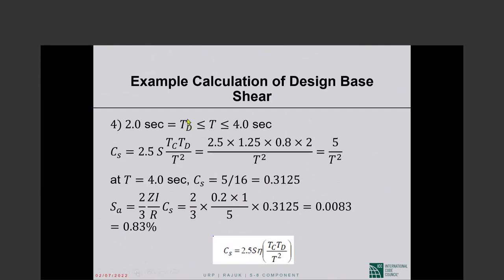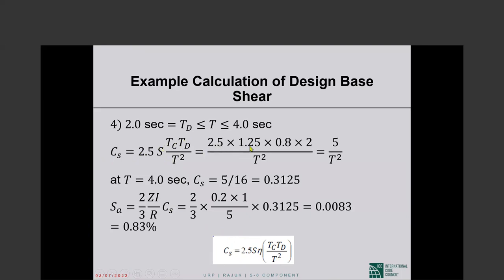And then we go to the beginning of the 1 over T squared branch. Remember, the BNBC spectrum doesn't extend beyond 4 seconds. So the segment between 2-second period and 4-second period is what we are looking at now. The formula is this: eta is equal to 1, so C sub S is 2.5 times the soil factor S, eta goes away, times T sub C T sub D divided by T squared.